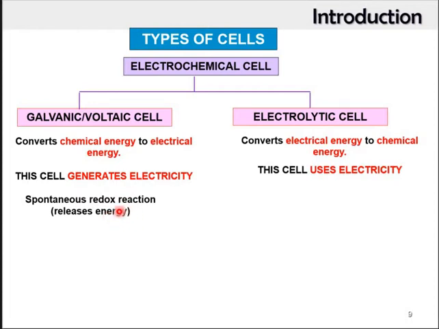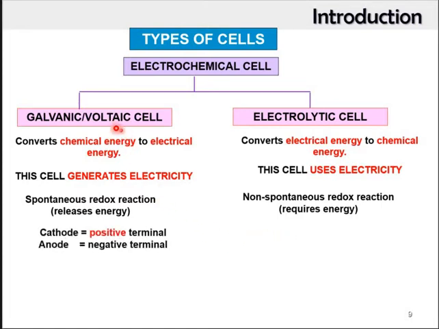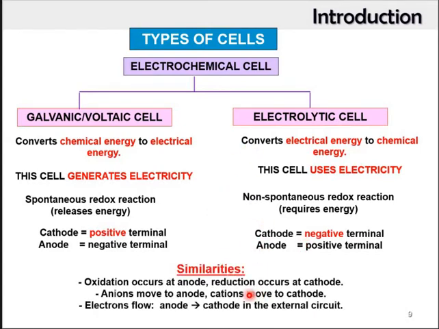So another difference between the galvanic and electrolytic, for galvanic it is spontaneous redox reaction, it releases energy, and then for electrolytic cell non-spontaneous redox reaction. Alright, so for galvanic, cathode is positive terminal and anode is negative terminal. But for electrolytic cell, cathode is negative terminal, anode is positive terminal. But then, what is the similarities between these two cells? Oxidation occurs at anode and reduction occurs at cathode. Is still the same, okay? That means for oxidation still at anode walaupun dia punya terminal berbeza. Reduction still at cathode, alright?